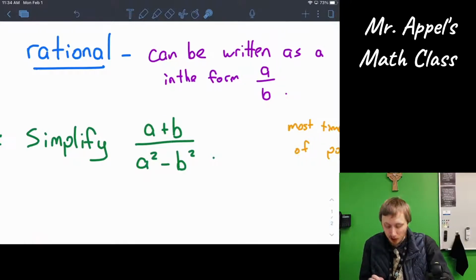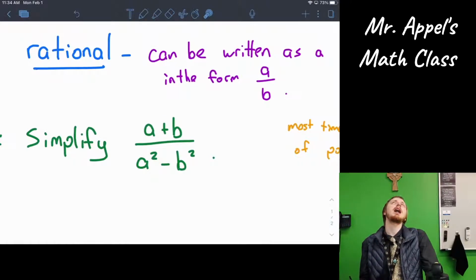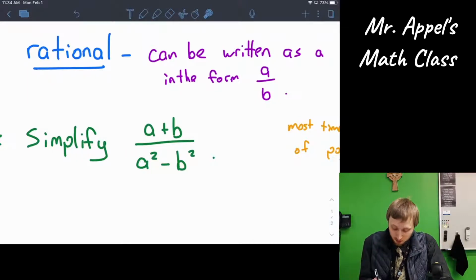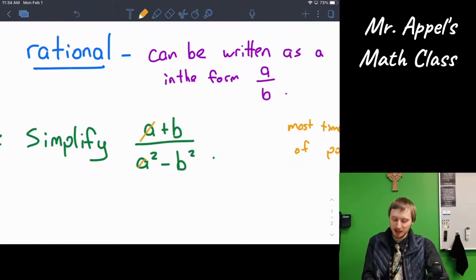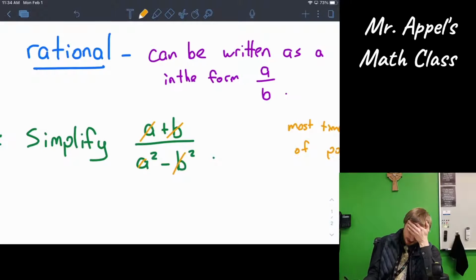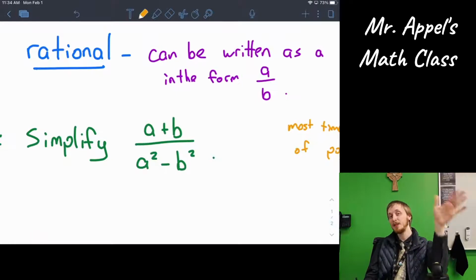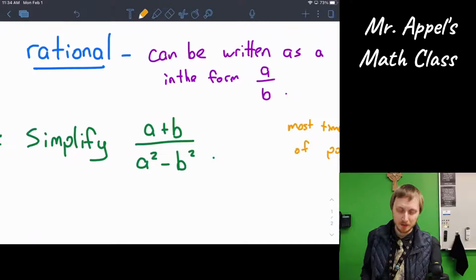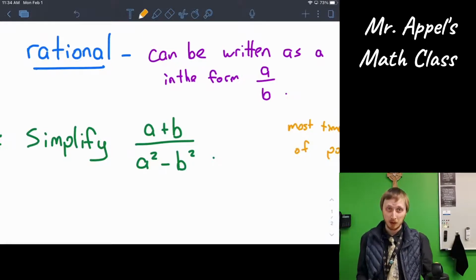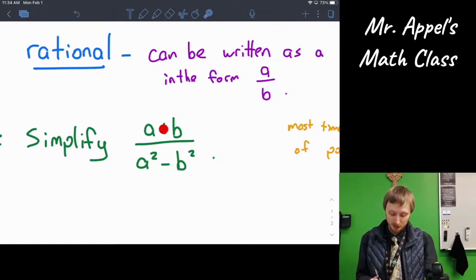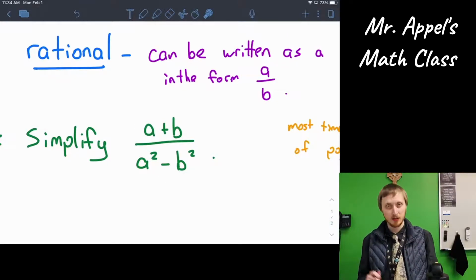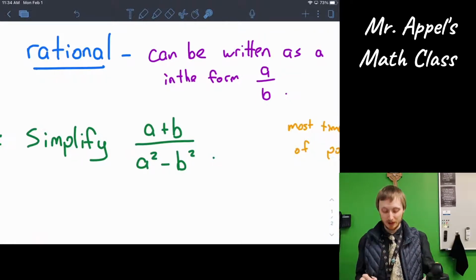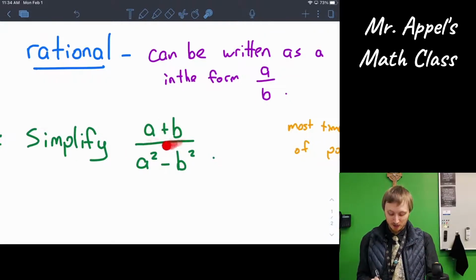How are we going to simplify this? Do not start crossing out a's and b's. Don't do this. Oh gosh, please don't. When you have the same thing on the top and the bottom, you can reduce and cross those out. But we do not have the same thing. This is being added, these are being subtracted. These are not the same thing. I can't just separate these and treat them as such. They have to be separate, such as in the division.